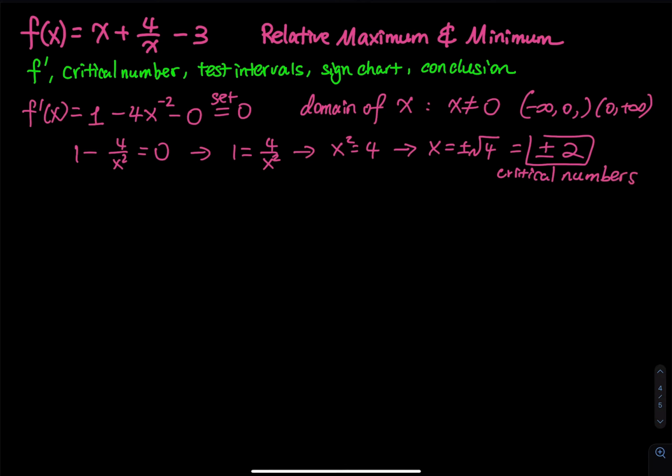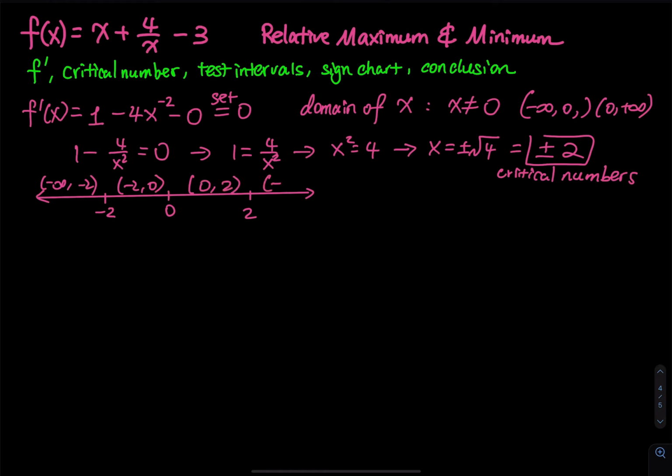And then next, we have to build the test intervals using the critical numbers and the domain. So what are the intervals? Let's draw a number line. We have x not equal to 0, and then negative 2 is a critical number, 2 is a critical number. So you have one number line, you cut the number line 3 times, so you cut the line into 4 pieces. The first piece is negative infinity to negative 2, and then negative 2 to 0, and then from 0 to 2, and then from 2 to positive infinity. So we have 4 test intervals.